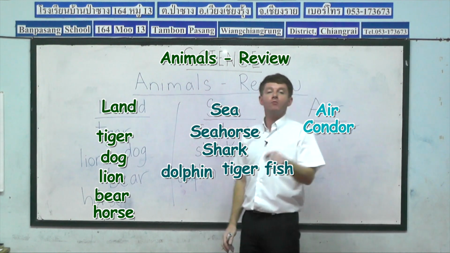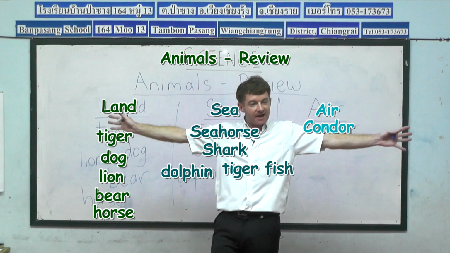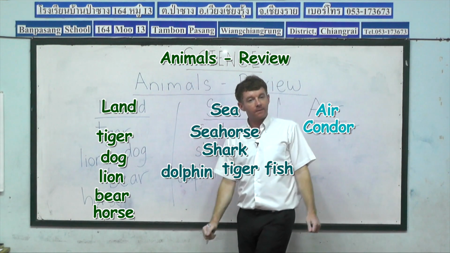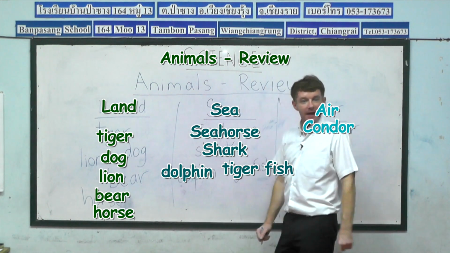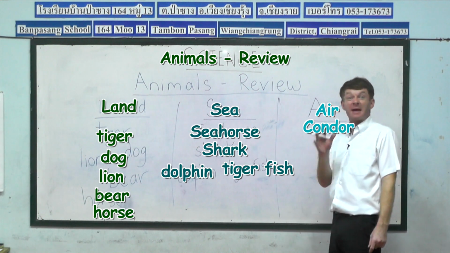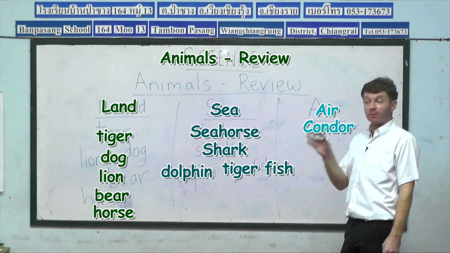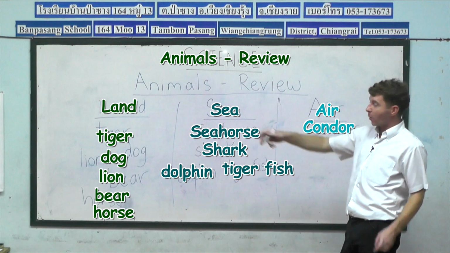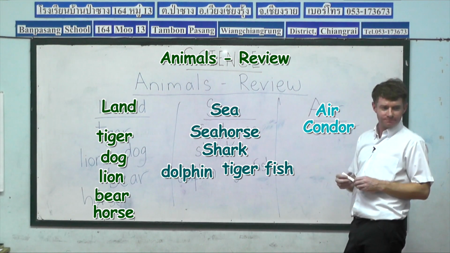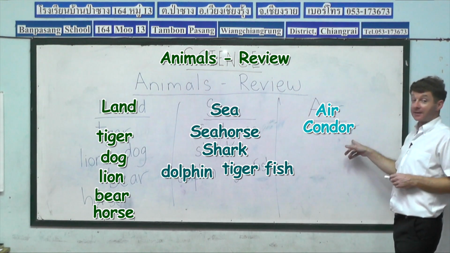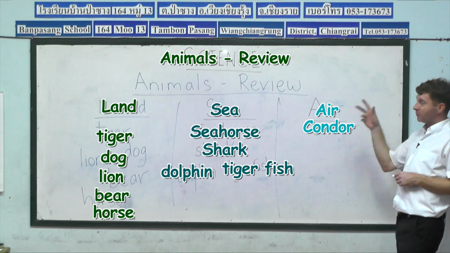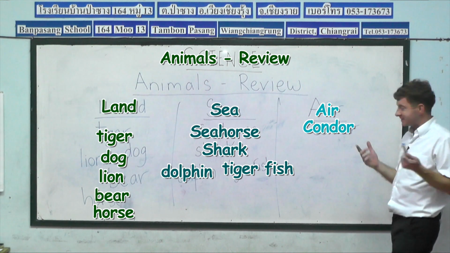D-O-L-P-H-I-N. Now, who can remember the name of the biggest animal on the planet? Whale. Excellent. A whale is the biggest animal we can find on the planet. Can we find a whale on land? No. Can we find a whale in the air? No. Where do we find the whale? In the sea.